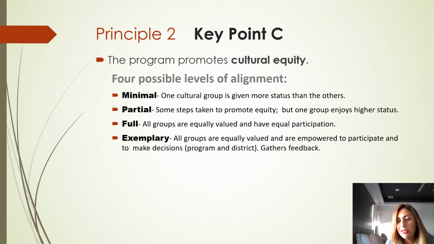Principle 2, Key Point C, relates to the program promoting cultural equity. There are 4 possible levels of alignment again. The minimal level would be that one cultural group is given more status than the others. The partial level means that some steps are taken to promote equity, but one group enjoys higher status. At the full level, it means that all groups are equally valued and they all have equal participation. At the exemplary level, which is where everybody wants to be, all groups are equally valued and are empowered to participate and to make decisions at the program and at the district level. It also gathers feedback.